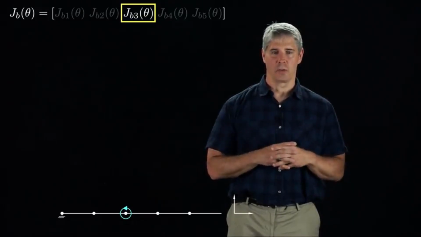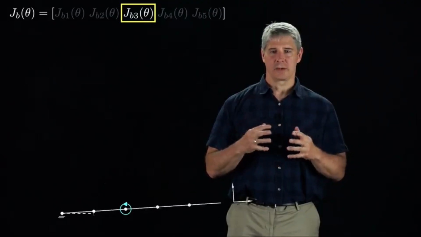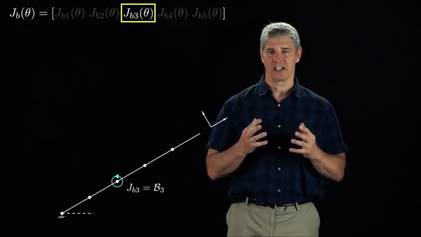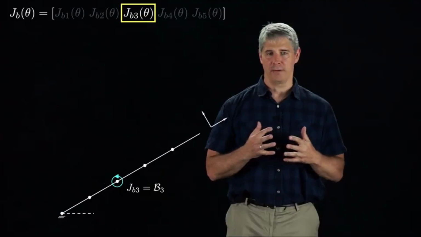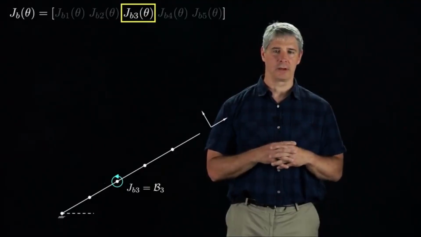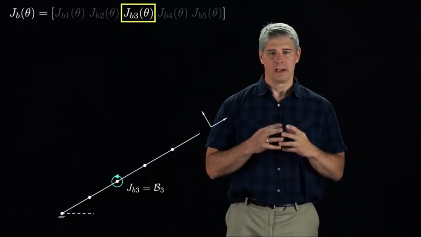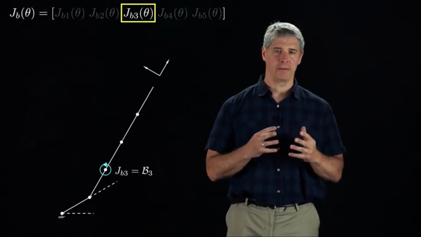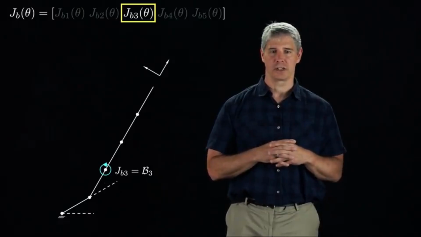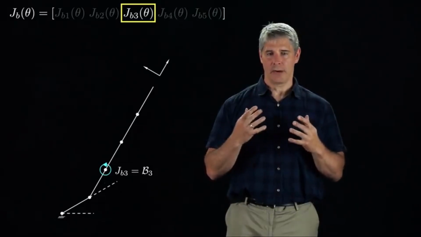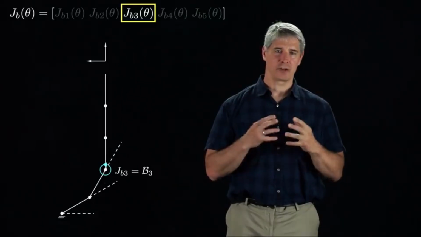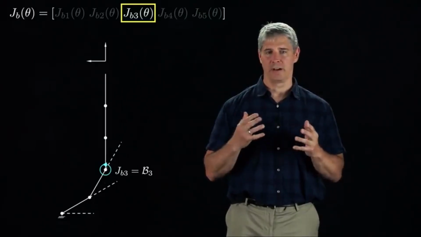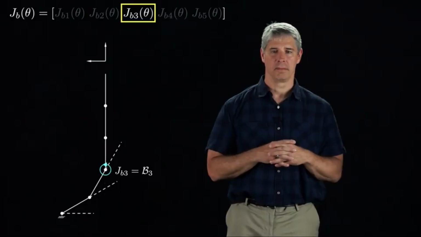Now we rotate joint 1. Notice that this rotation of joint 1 does not change the relationship between joint 3 and the B frame, so JB3 is still equal to B3. Now we rotate joint 2. Again, the relationship between joint 3 and the B frame is unaffected by joint 2's motion, so JB3 is still equal to B3. Now we rotate joint 3. As with joints 1 and 2, JB3 is unaffected by joint 3's motion.